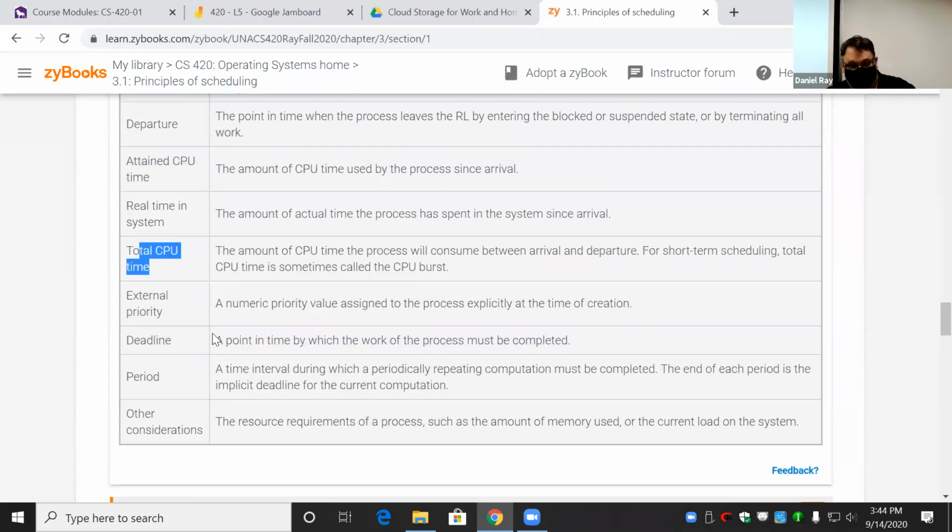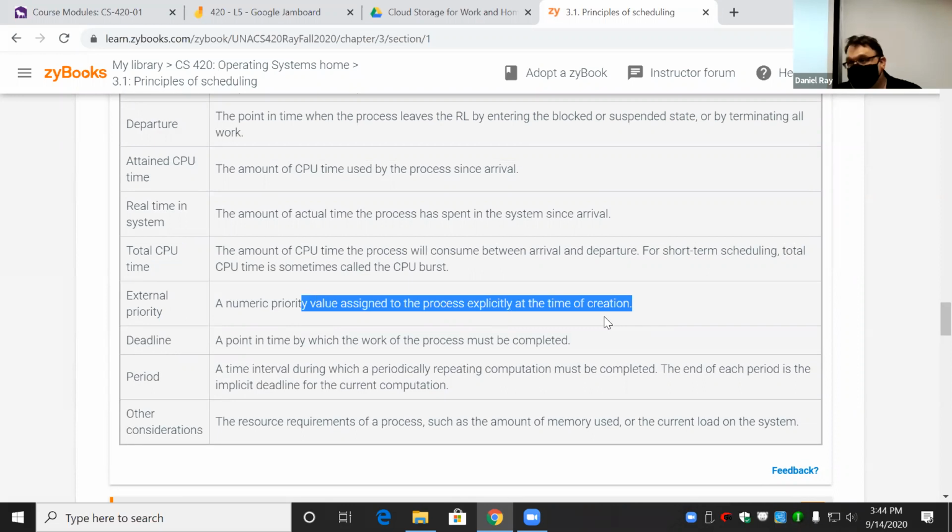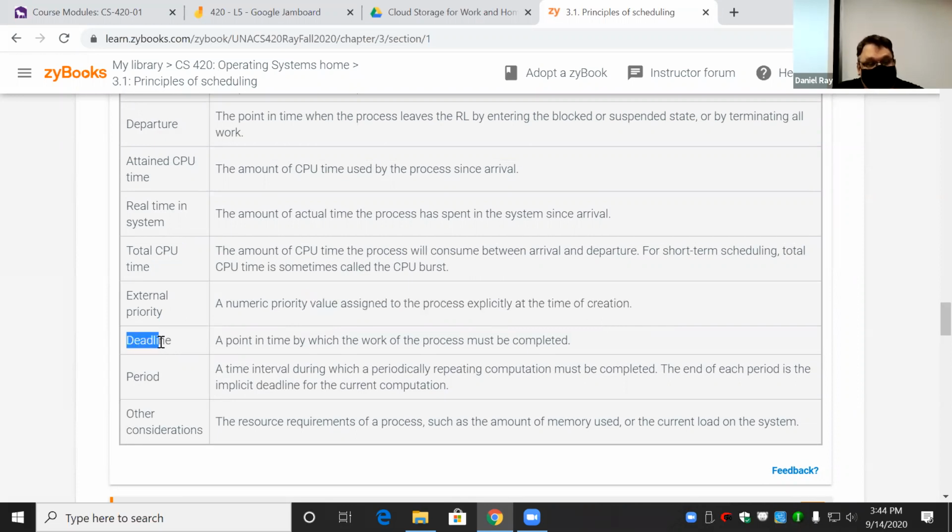given to the process. Some external priority. That's what I was talking about, that you can do as the user. When you're on Linux, you can give it an external priority. Is there information about a deadline? Is there a time by which the work of the process must be completed? That's something you want to roll into your priority, because you want things on a deadline to happen first. And some other considerations like resource requirements and so forth and so on.